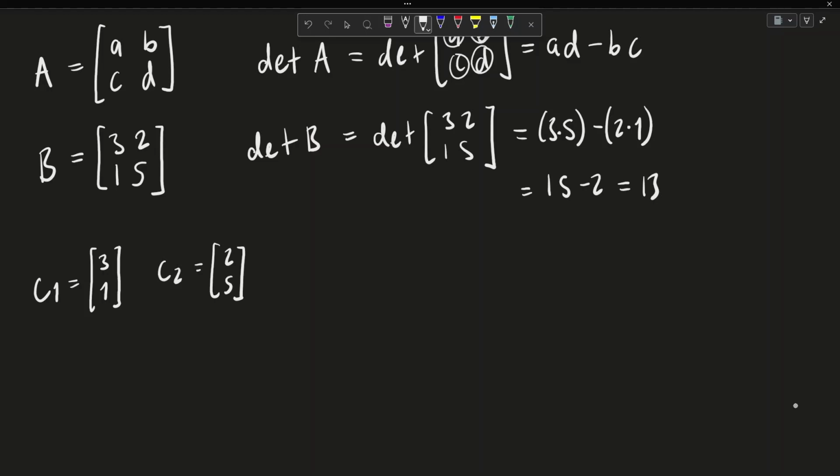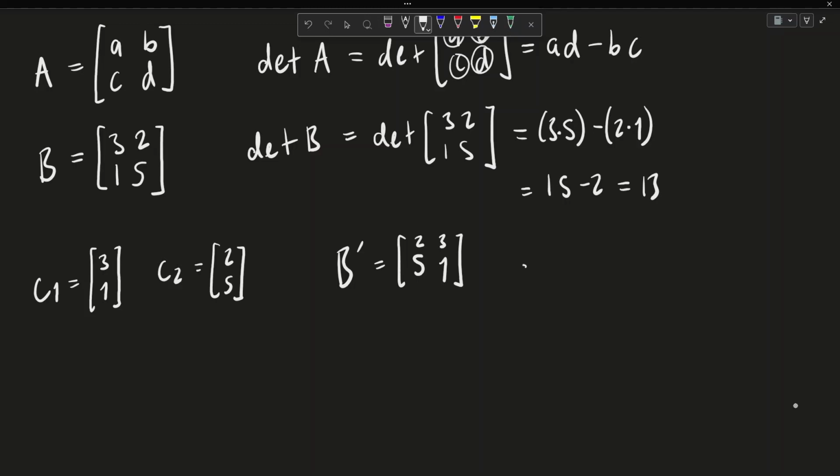And the determinant can be negative. A negative determinant here tells us the orientation of the two vectors. So if we flip the two vectors around, then you'd get the inverse. So for example, if we say matrix B prime equals 2, 5, 3, 1, the determinant would be negative of the determinant of B.